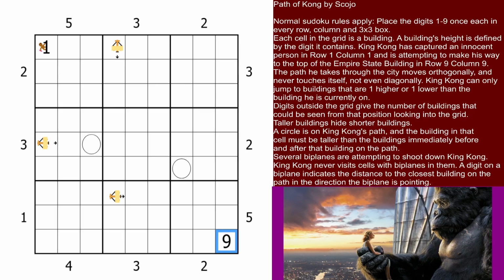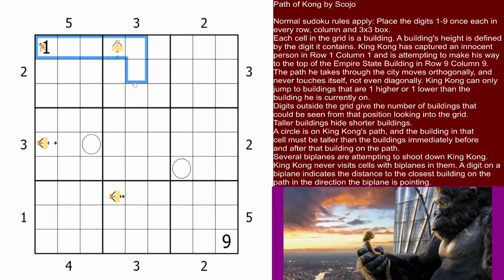So what does King Kong do? The path he takes through the city moves orthogonally and never touches itself, not even diagonally. So the path always goes orthogonally. Orthogonally means it will always have one edge shared between cells. So going like this is not allowed. It must have at least one edge shared between them. Something like this is allowed, but this one is not allowed because there is no edge shared between these two. Not even diagonally.